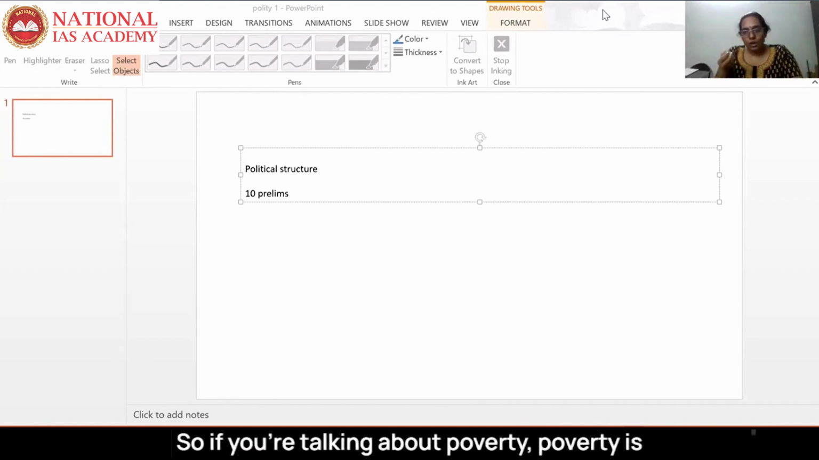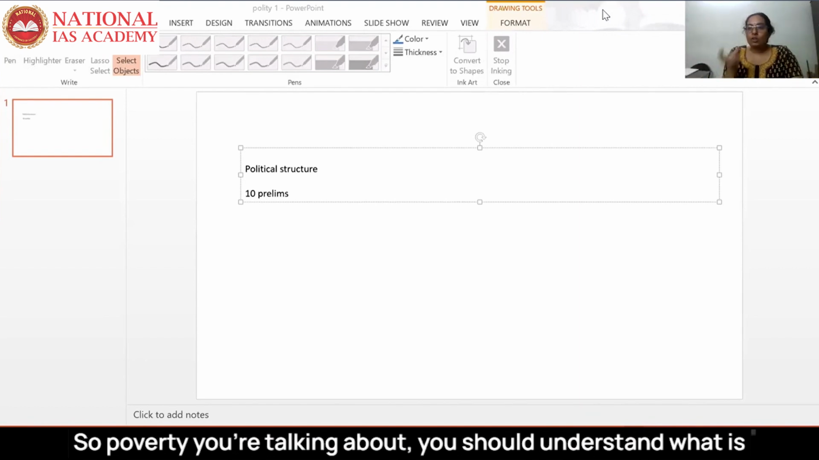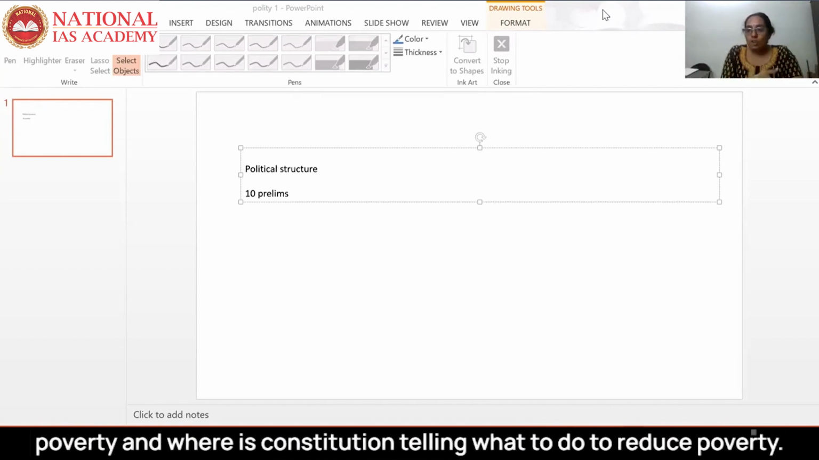So if you're talking about poverty, poverty is one of the topics that will be asked in the exam. When you're talking about poverty, you should understand what the government is doing about poverty, where the Constitution is talking about poverty, and where the Constitution is telling what to do to reduce poverty.